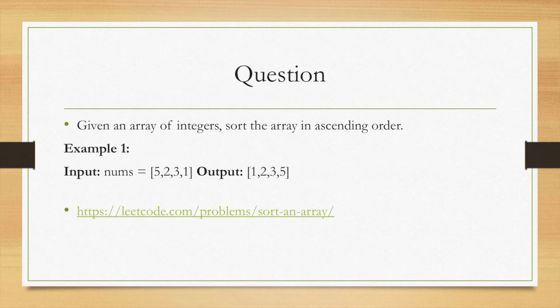Let's first see the question. Given an array of integers, sort the array in ascending order. Here's one example. The array includes 5, 2, 3, 1, and the expected output is 1, 2, 3, 5. You can go to LeetCode to get this problem and try it yourself.